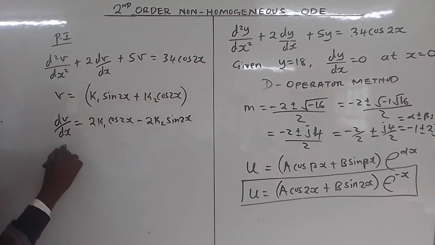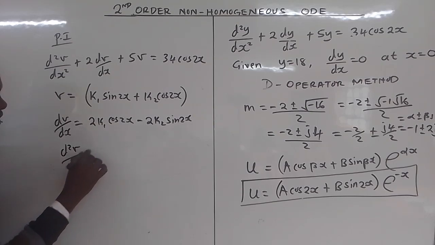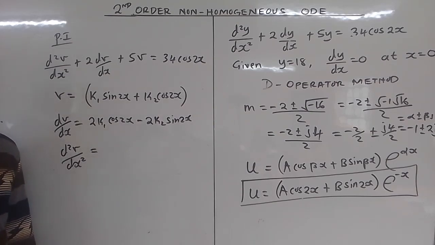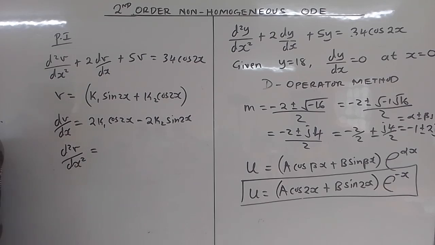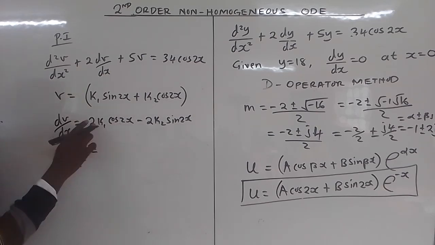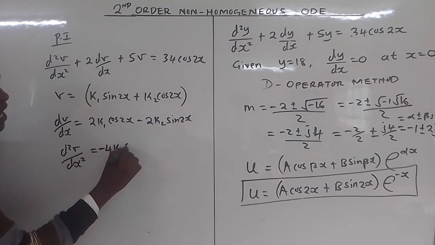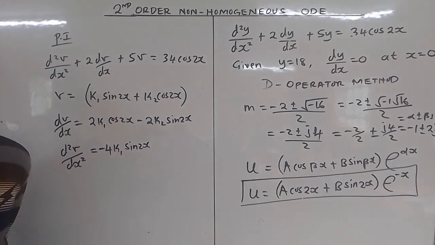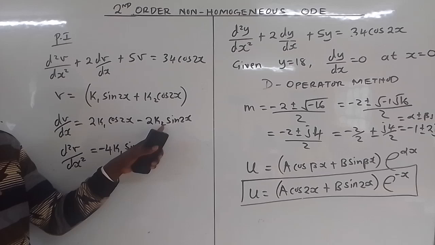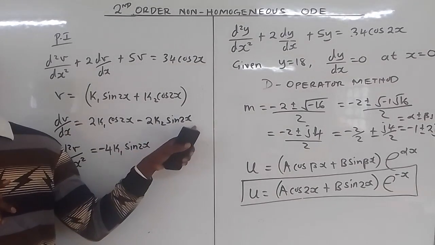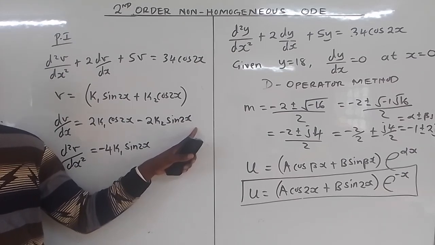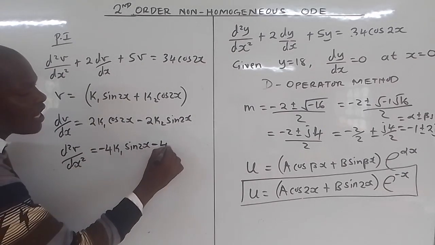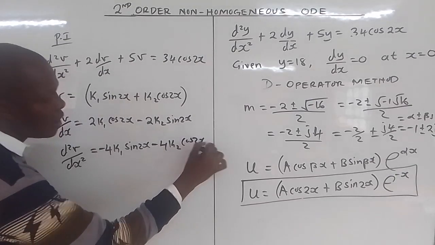Then you move to the next one, d squared v over dx squared. Is that okay? If you differentiate cos 2x, you get negative sine 2x. Then if you differentiate 2x, you get 2. So negative 2 times 2, you get negative 4k1 sine 2x, isn't it? Remember, the whole of this negative 2k2 is a constant. All we are differentiating is sine 2x, isn't it? If you differentiate sine 2x, you get 2 cos 2x. So 2 times negative 2k2, you get negative 4k2 cos 2x.